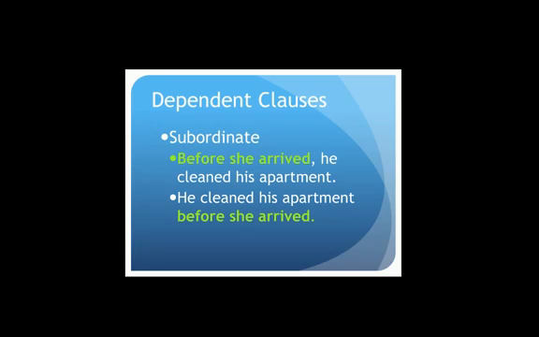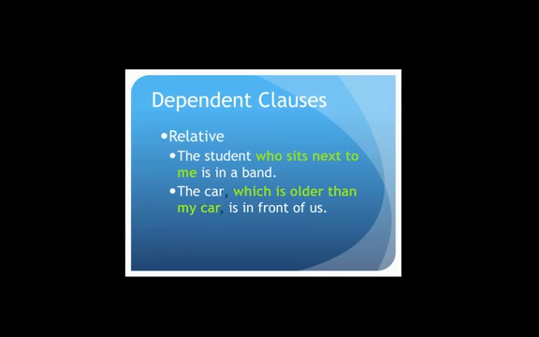If we just have before she arrived, we have an incomplete idea. So we say it is subordinate to he cleaned his apartment, or to the independent clause. Relative clauses are usually used to modify, tell us something more about something. Could be the student, and which student, who sits next to me is in a band. Or it could be an object, a car, which is older than my car, is in front of us.